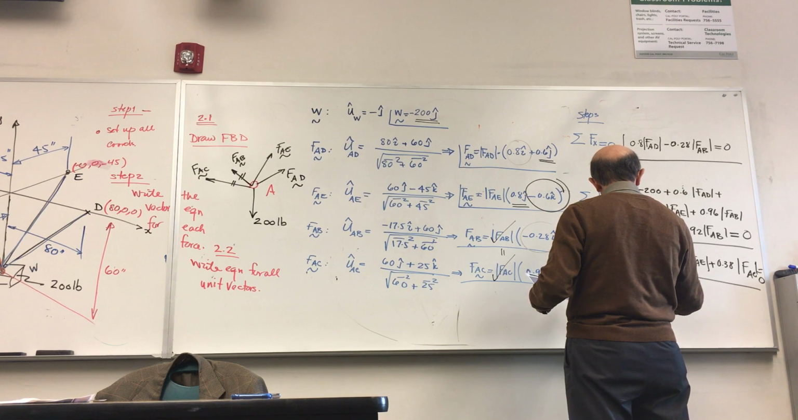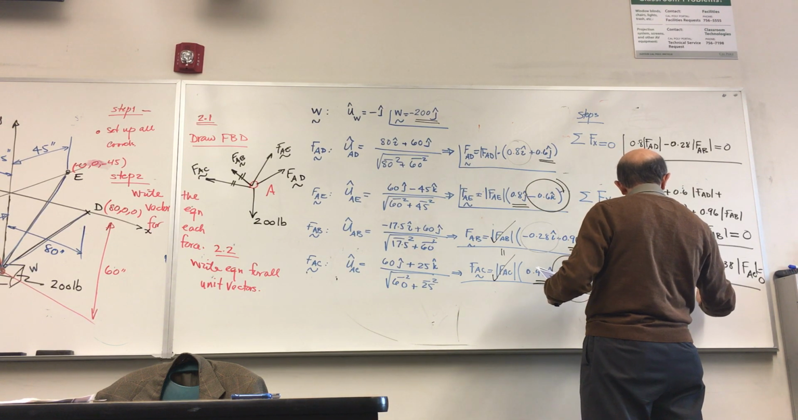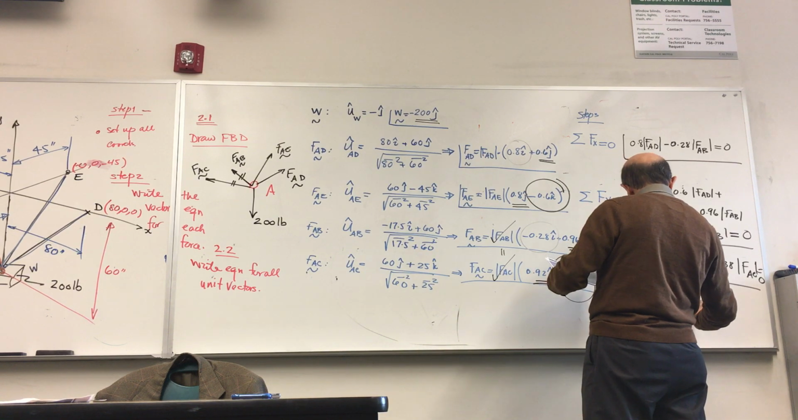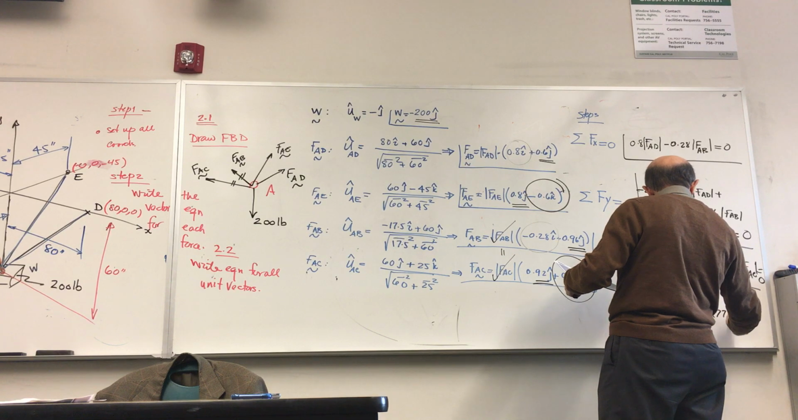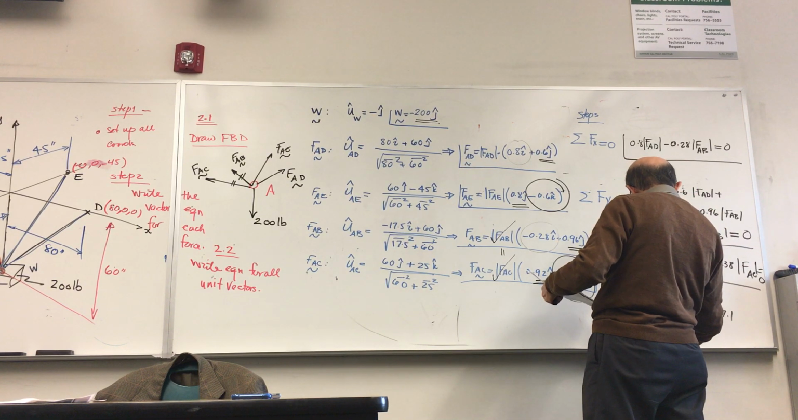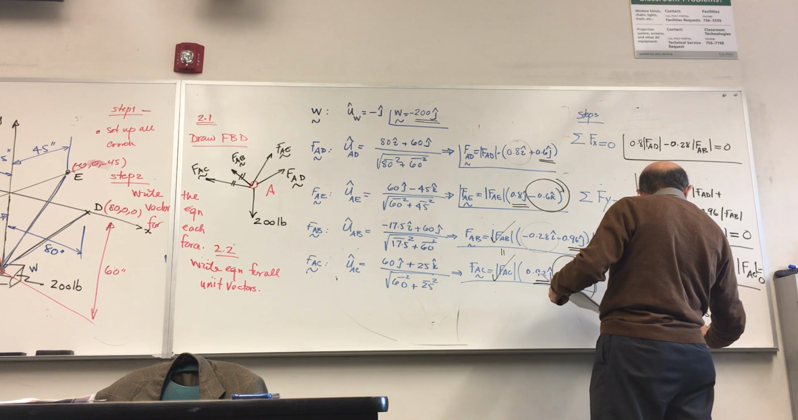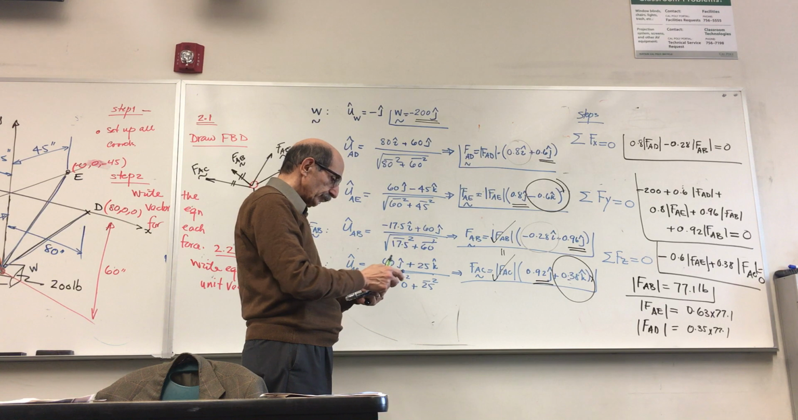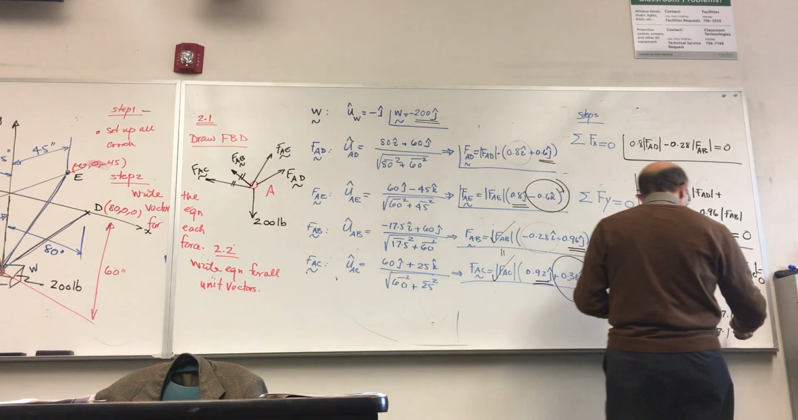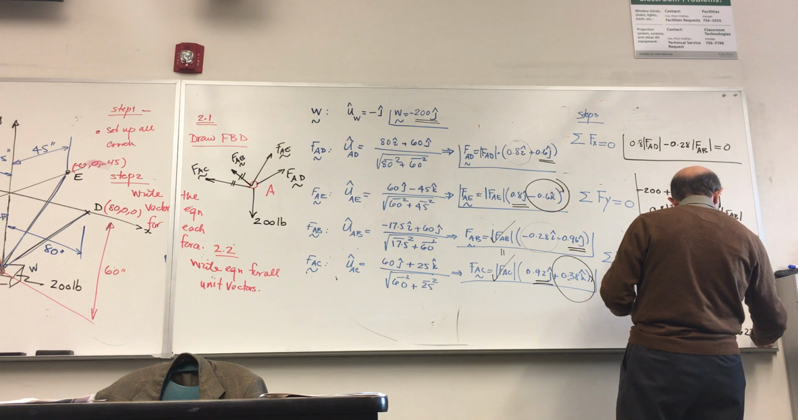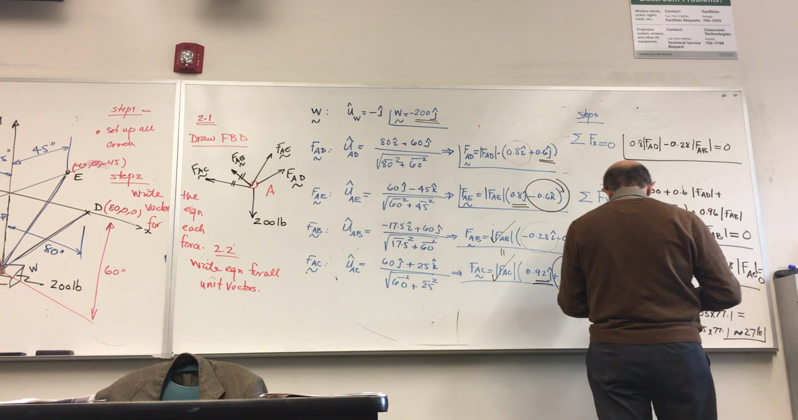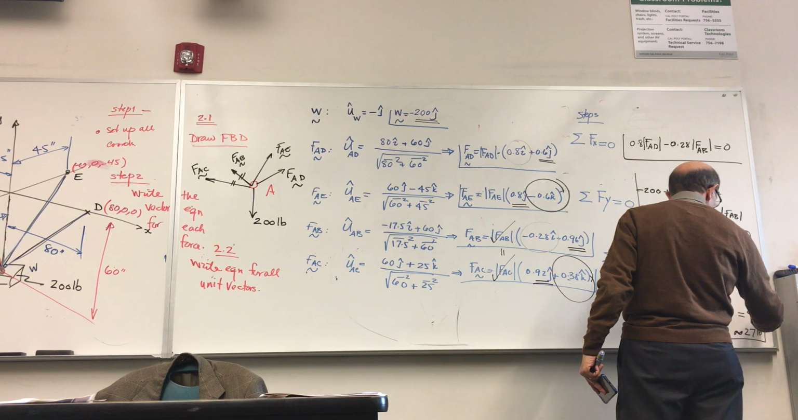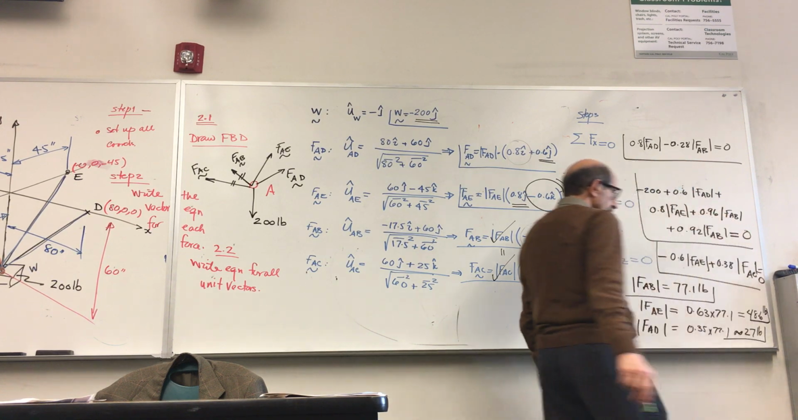Force in AB comes out to be 77.1 pounds. Force in AE comes out to be 0.63 times 77.1, and force in AD comes out to be 0.35 times 77.1, whatever that is. I did not do the multiplication, I should have done it. So let's see, that would be about 27 pounds. And this is 48.6.